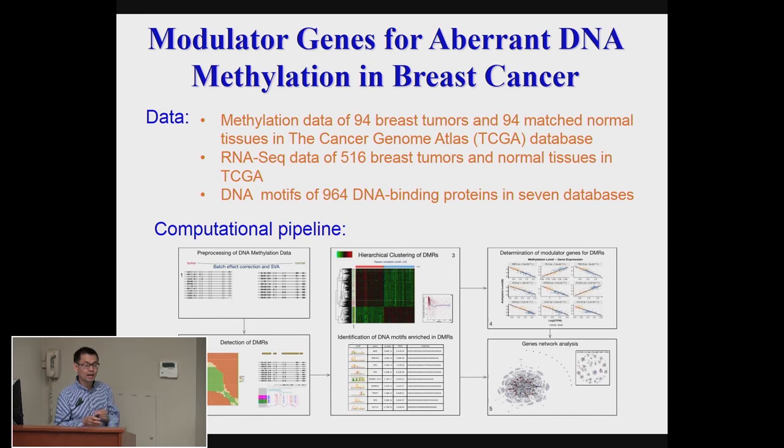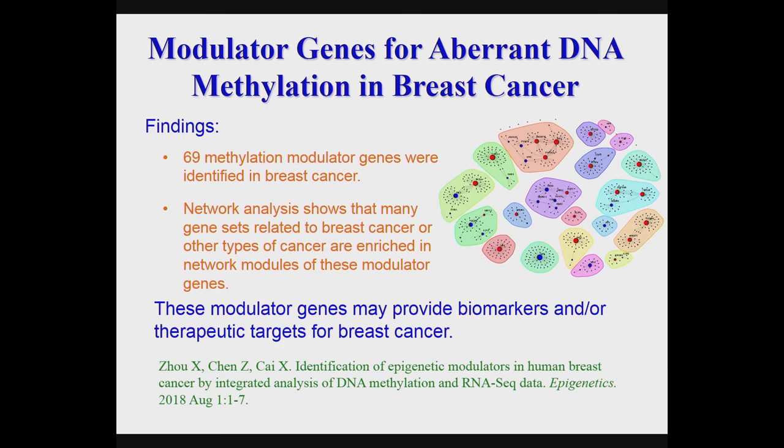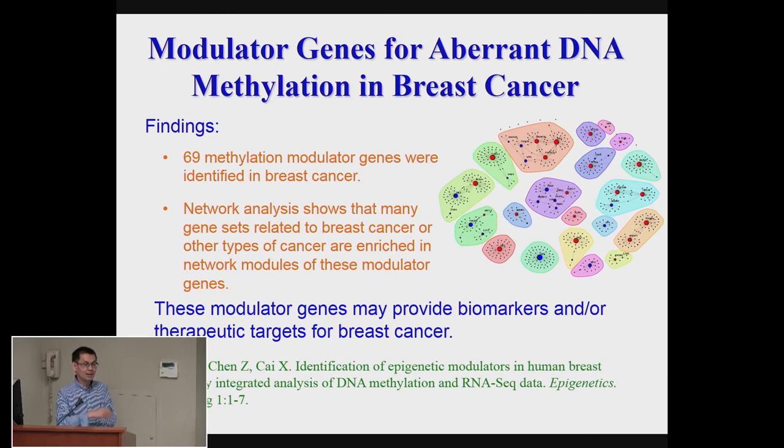And then after we find those binding proteins, we correlate the expression of those proteins or those genes with the methylation level. So eventually we find a set of 698 genes that potentially cause methylation dysregulation. Then we did a network analysis. We found that a lot of known cancer genes are involved in the gene set we identified. So this set of genes basically provides biomarkers and therapeutic targets for breast cancer. That resulted in a paper just published this month. Thank you.